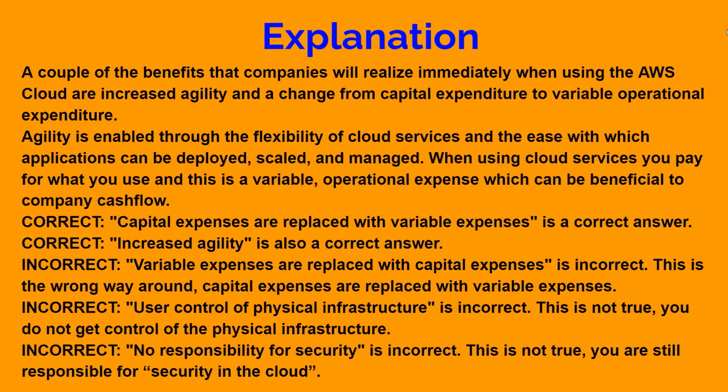Correct. Capital expenses are replaced with variable expenses is a correct answer. Correct. Increased agility is also a correct answer. Incorrect. Variable expenses are replaced with capital expenses is incorrect. This is the wrong way around. Capital expenses are replaced with variable expenses. Incorrect. User control of physical infrastructure is incorrect. This is not true. You do not get control of the physical infrastructure. Incorrect. No responsibility for security is incorrect. This is not true. You are still responsible for security in the cloud.